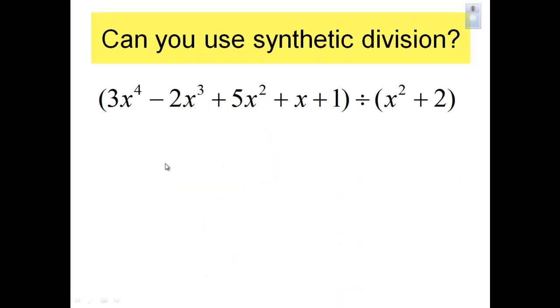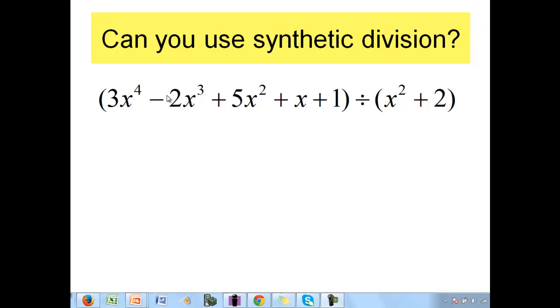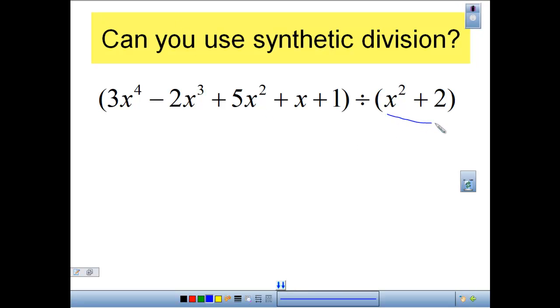Just a quick review, remember that synthetic division, if I gave you a problem like this, would you be able to use synthetic division to solve it? And the answer in this case, not directly, no. Your synthetic division has to be in the form x minus a, or some value there. If you could factor this into the two monomials, or binomials that are linear, you could do that.